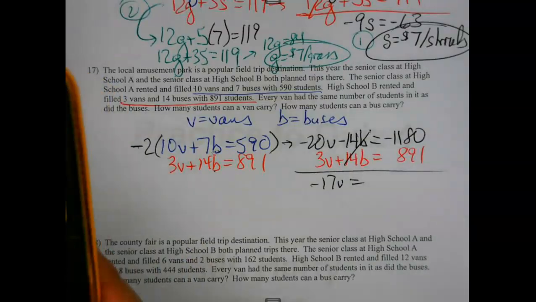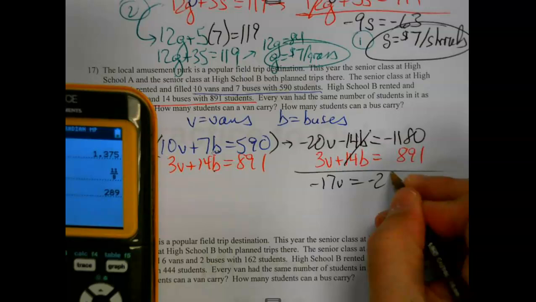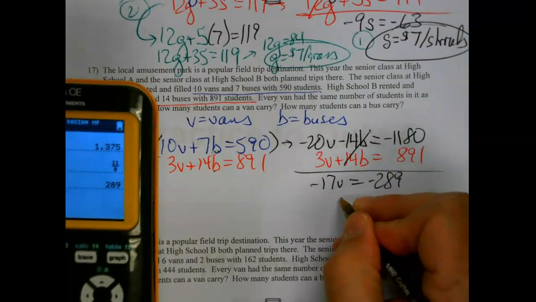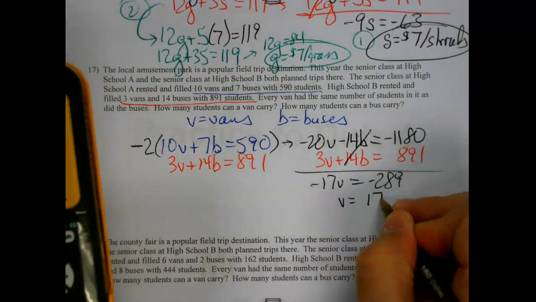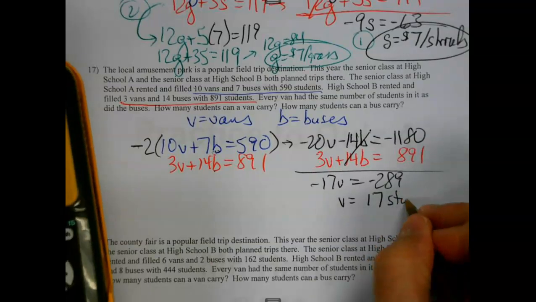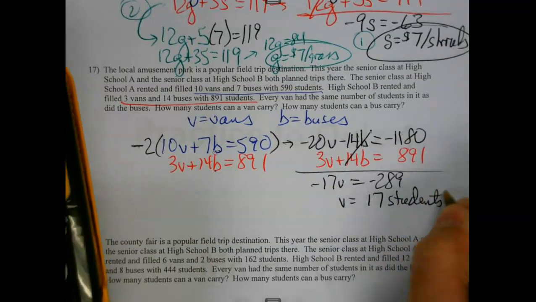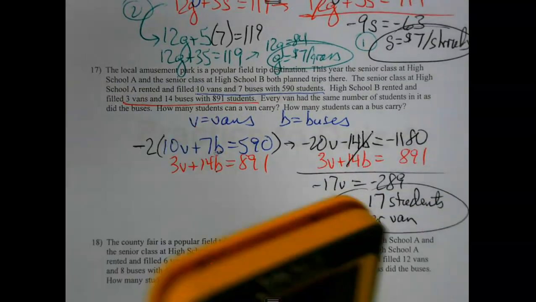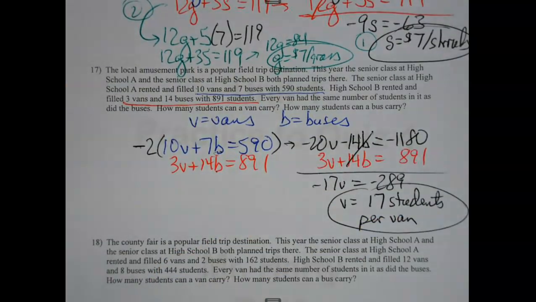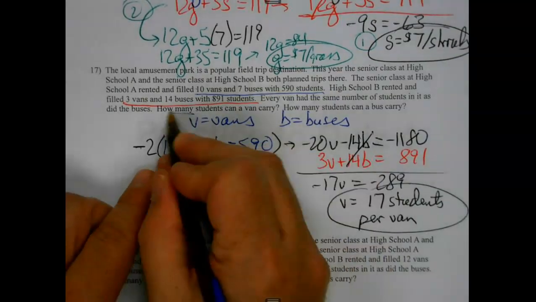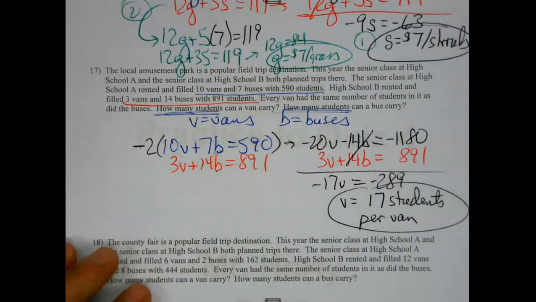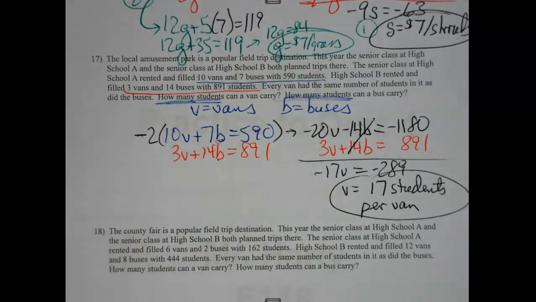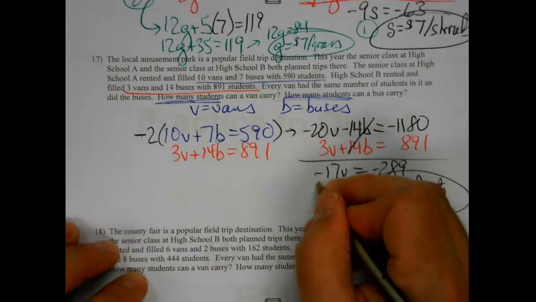1180 minus -289. Divide by -17. We get 17. Okay, again, students per van. It's not 17 vans. I know a lot of our labels seem to end up that way, but again, read through. It says right there, how many students? You got to do a little bit of critical thinking here. So there's our first answer.